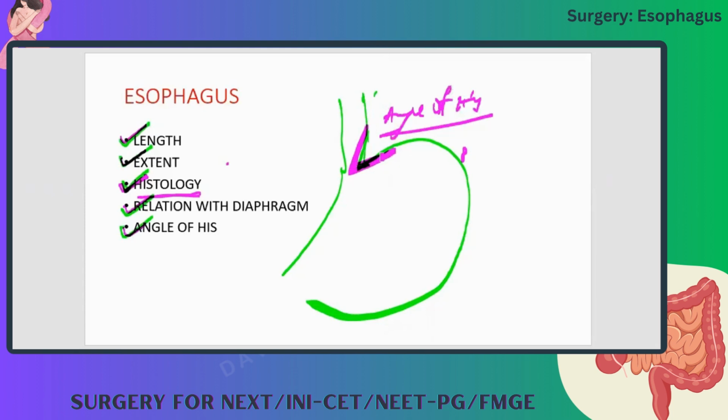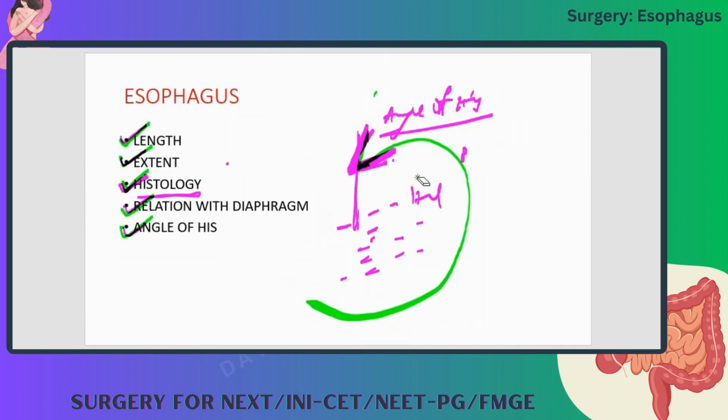Why is this angle important? Just guess. If this angle is not maintained, there will be reflux. What is there in the stomach? Acid, HCl is there. If this angle is not maintained properly, then there will be reflux of acidic material into the esophagus, which will cause reflux esophagitis. So the angle of His is to be maintained properly.